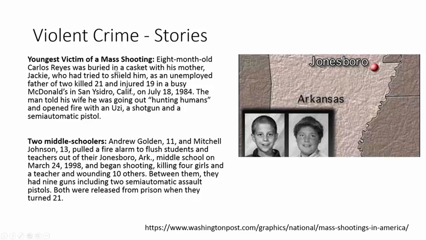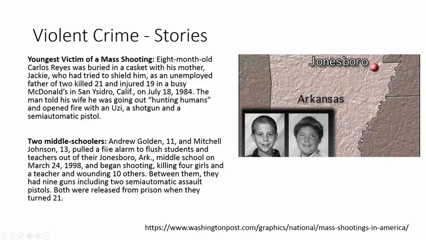The youngest victim of a mass shooting was an 8-month-old who was buried with his mother, who tried to shield him. A father of 2 killed 21 and injured 19 in a busy McDonald's on July 18th, 1984. Apparently, the man told his wife that he was going out hunting humans and opened fire with these different weapons. That's a story, right? One way of looking at this type of data. Like I said, sad stories.